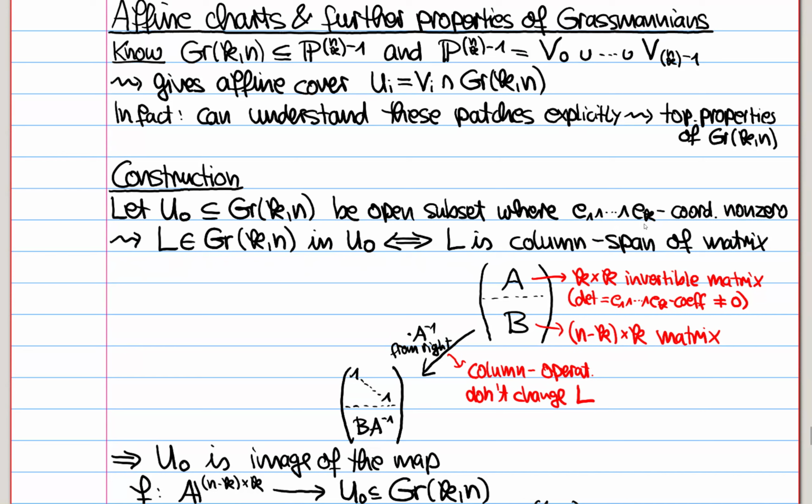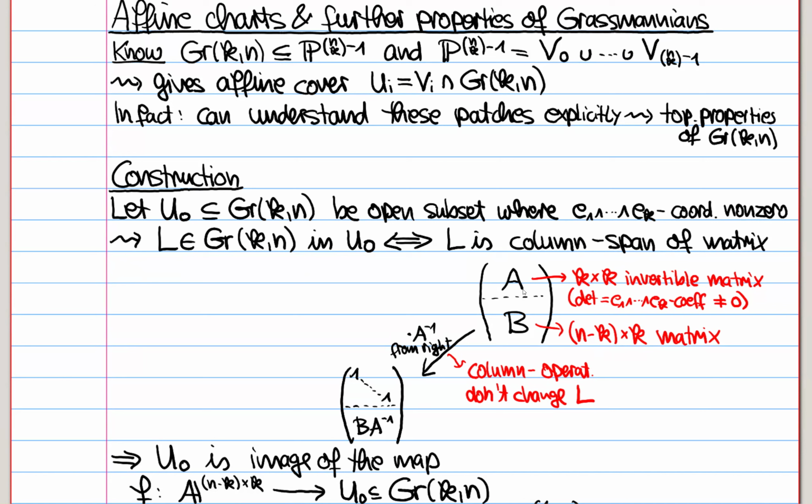And the coefficient of this was the first maximal minor, so the maximal minor of the first k rows here. So if you partition the matrix into parts A and B, a k cross k matrix A and an n minus k cross k matrix B, then the condition of being in U_0 just means this minor here is non-zero. In other words, A is an invertible matrix.